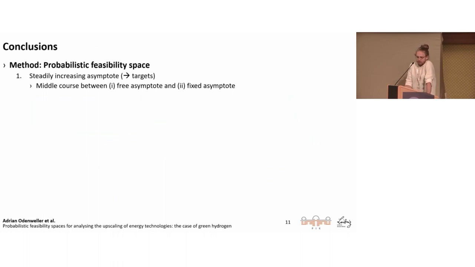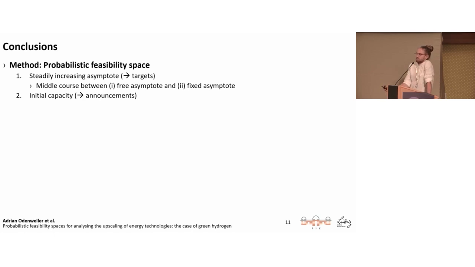Now, just briefly wrapping up already. Method-wise, we proposed these probabilistic feasibility spaces in order to capture the uncertainty of very new and very immature energy technologies that will be needed for climate neutrality. We parameterized that with a steadily increasing asymptote, and we view that as a middle course between keeping the asymptote completely free, which we argue does not work for very early diffusion processes, and fixing it, which we argue is a bit over-optimistic because markets are simply not existent yet.